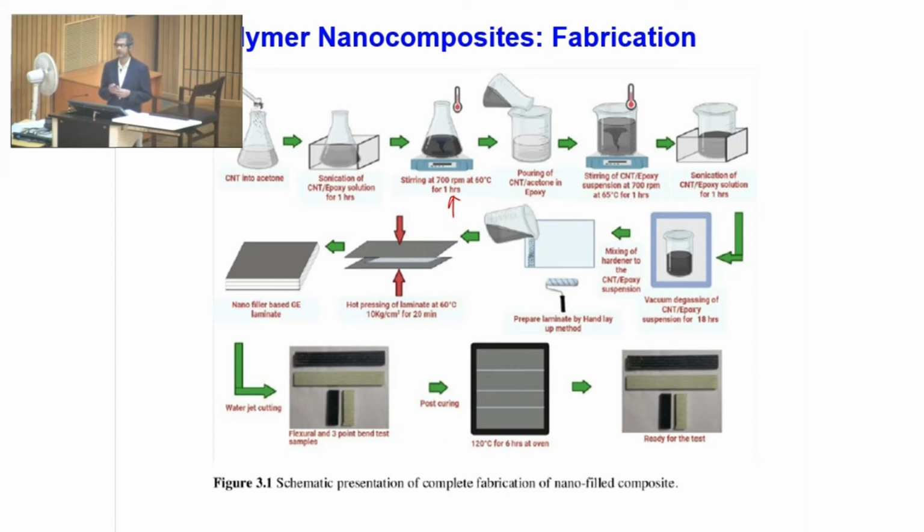Once you do that, then you can again stir it at 65 degrees for 1 hour for better mixing, and then you can sonicate it again for many hours, and after that you can do vacuum degassing, so that all the water and everything goes off. After that you can mix the hardener of the epoxy. Actually, epoxy has a hardener also, and then it will be hardened, and then you can hot press at 60 degrees Celsius by application of some pressure for about 20 to 30 minutes. Then you can easily get nanopillar based laminates. One by one you can produce laminates, and after that, you can cut the laminates and do different kinds of testing.